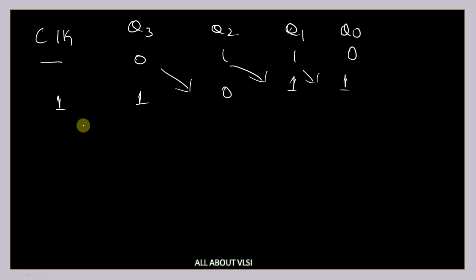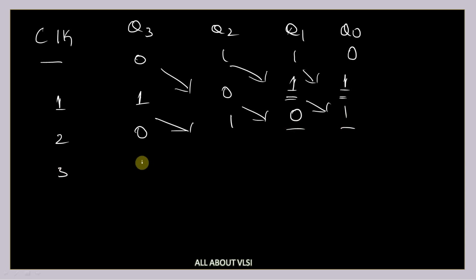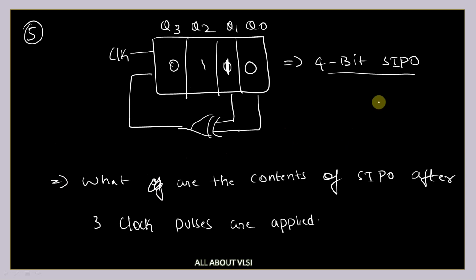And Q0 is equal to 1. Next, at the second clock pulse, the value of Q3 is the XOR operation between these two, which is 0, and this is 1, 0, 1. And at the third clock pulse, the XOR operation between these two gives 1, 0, 1, and 0. So these are the contents of our register after 3 clock cycles.